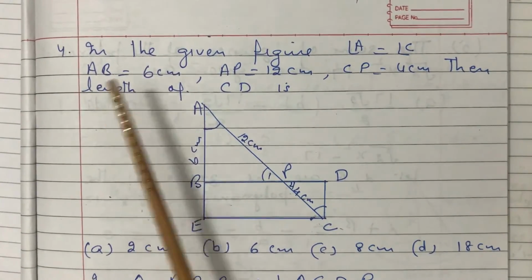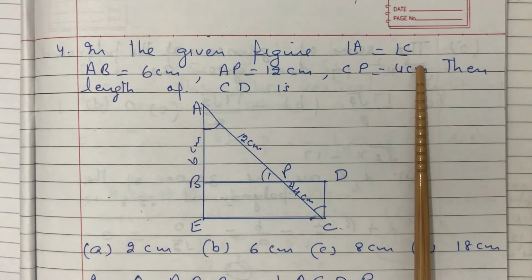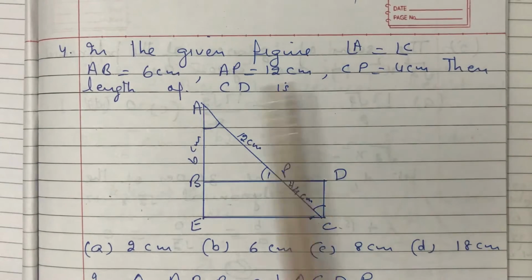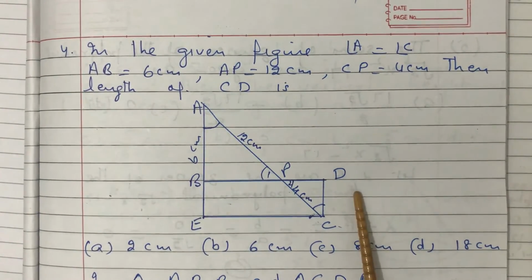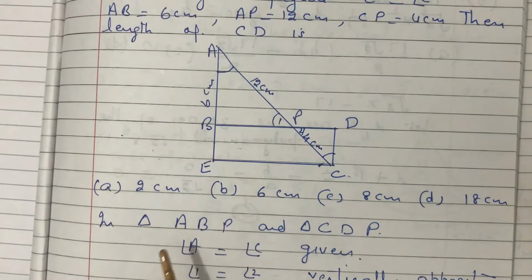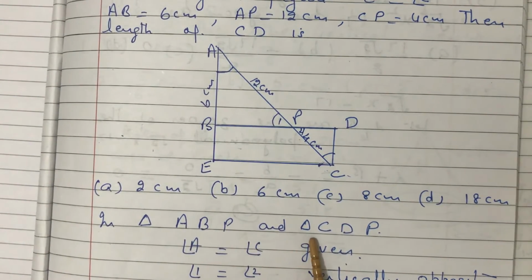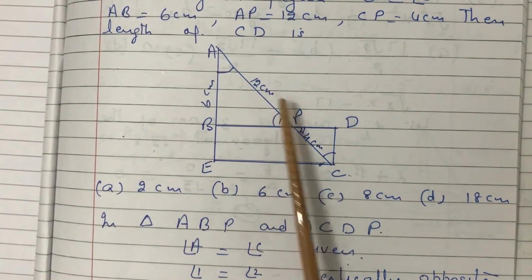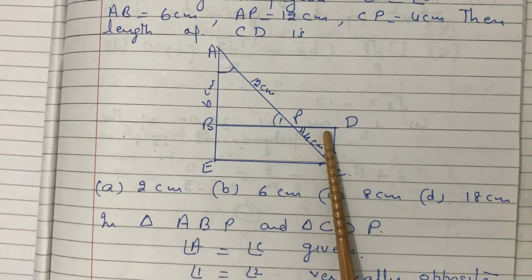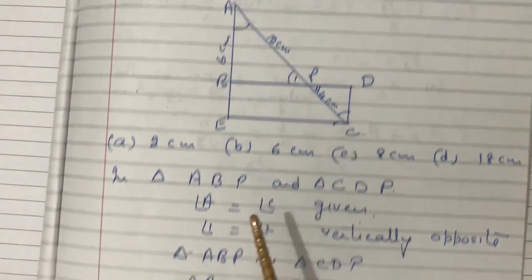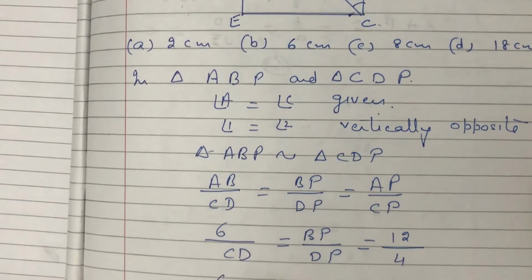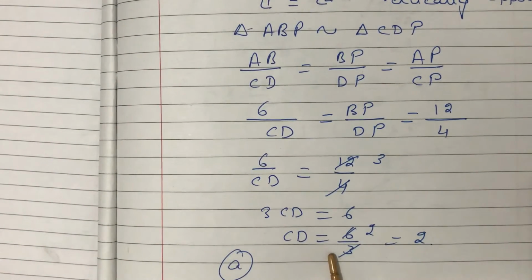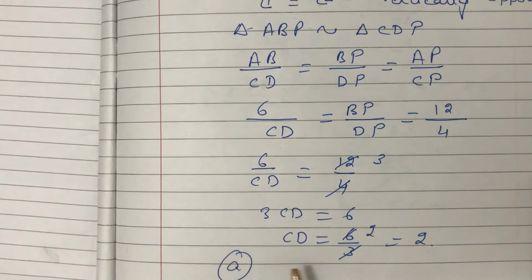Now question number 4. In the given figure, angle A is equal to angle C. AB is 6 cm, AP is 12 cm, CP is 4 cm. Then the length of CD is. Now this figure is given to us. There are 4 options. Now in triangle ABP and triangle CDP, prove these 2 triangles similar, and you can prove it easily. And then their sides are proportional. If you write their sides proportional and substitute the values which are given to us, you will be able to find the value of CD, which is 2, and A is the option.